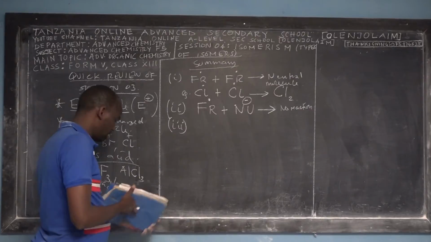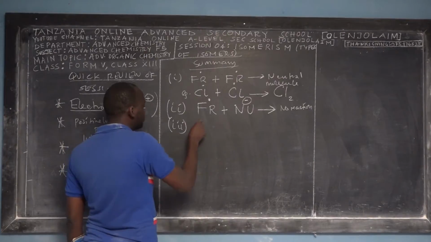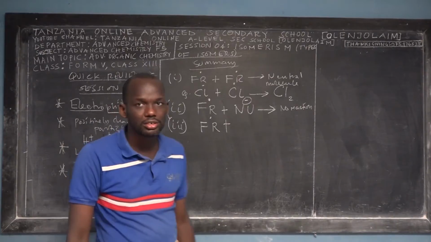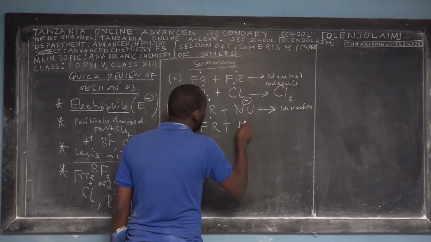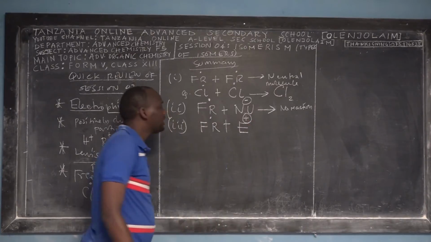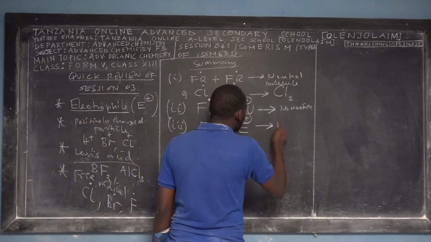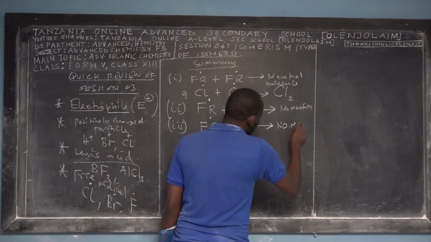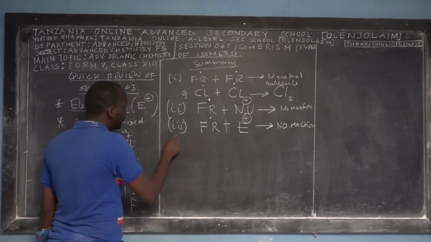Again, what if we take a free radical and react it with an electrophile? So you see the exception of the free radical. If you take any free radical and react it with any nucleophile, there is no chemical reaction. And also if you take any free radical and react it with any electrophile, the experiment shows that there is no reaction. So bear this in your mind. No reaction.